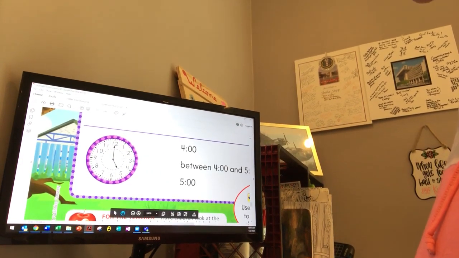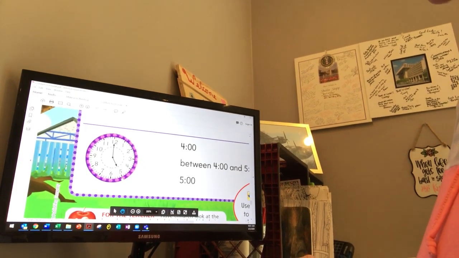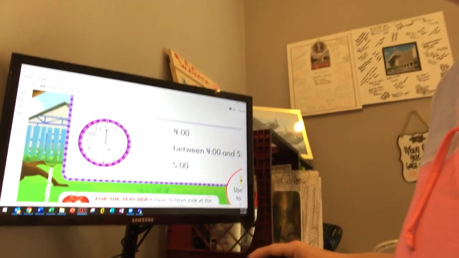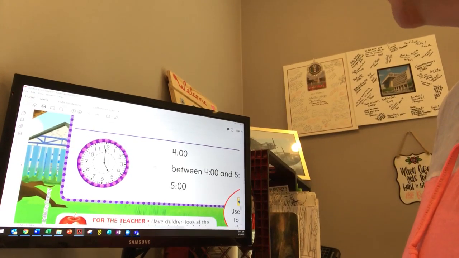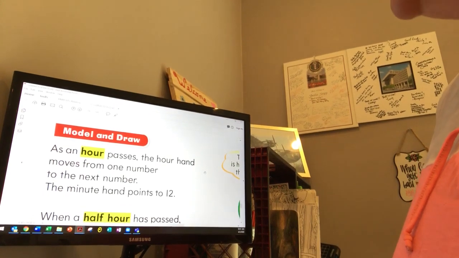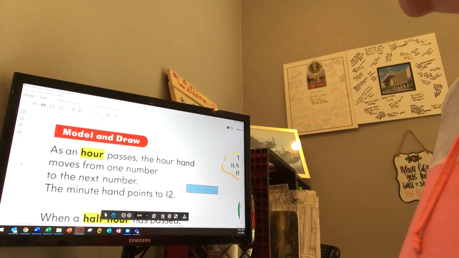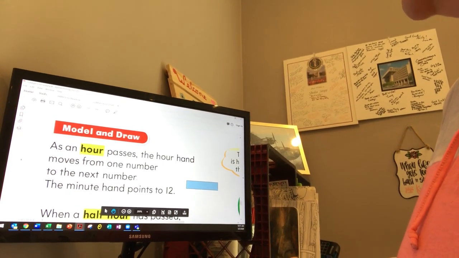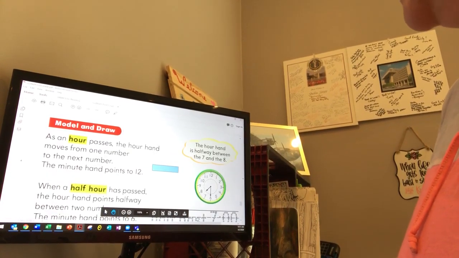This clock tells us that the time is 5. The hour hand is pointing to the 5, and the minute hand is pointing to the 12. That tells us that we are looking at a clock that says 5 o'clock. As an hour passes, the hour hand moves from one number to the next number. The minute hand points to 12 when it's for the hour.